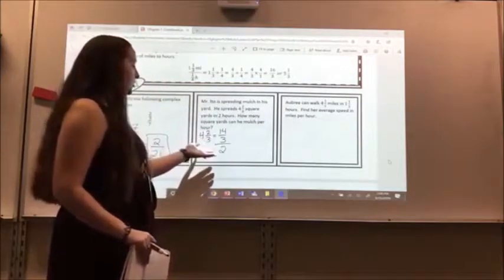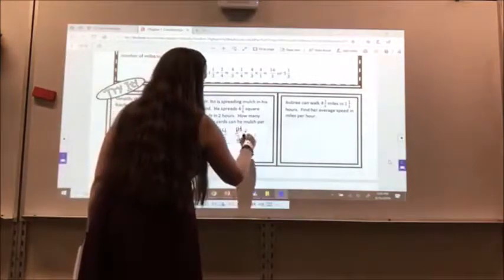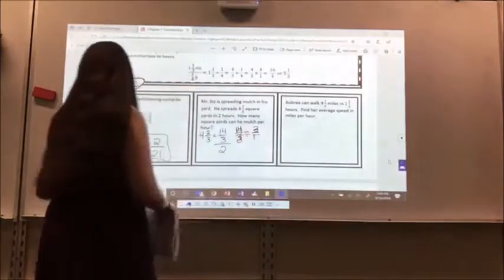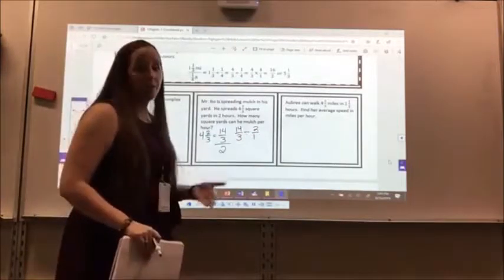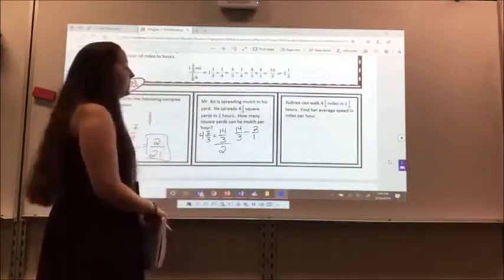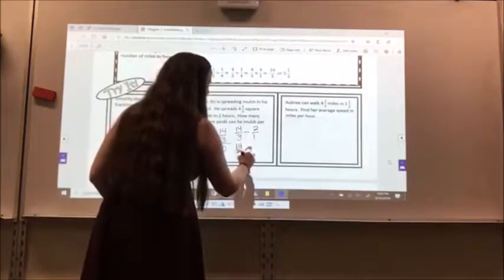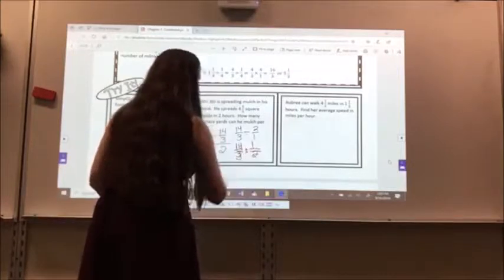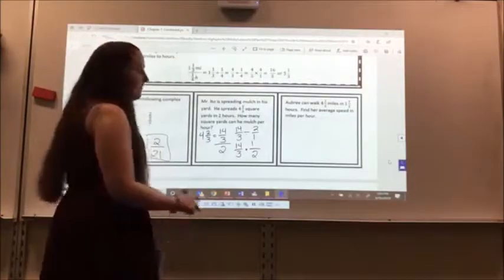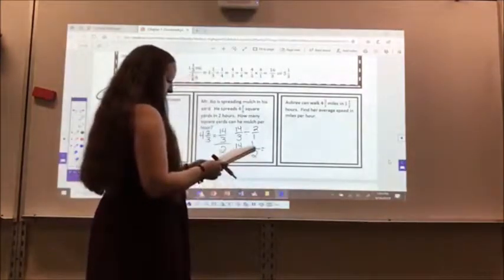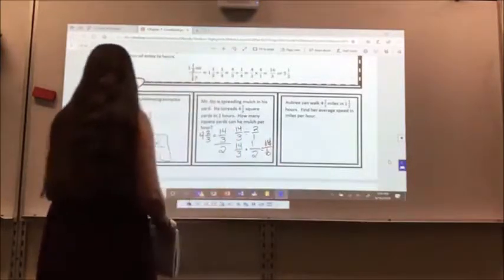So I have 14/3 over 2, which I can rewrite as 14/3 divided by 2 over 1. Remember, 2 is a whole number. It can be rewritten as a fraction, just over 1. So I'm going to keep the 14/3, change division to a multiplication, and flip my second number. So I get 14/3 times 1/2. When I multiply this through, I get 14 over 6.